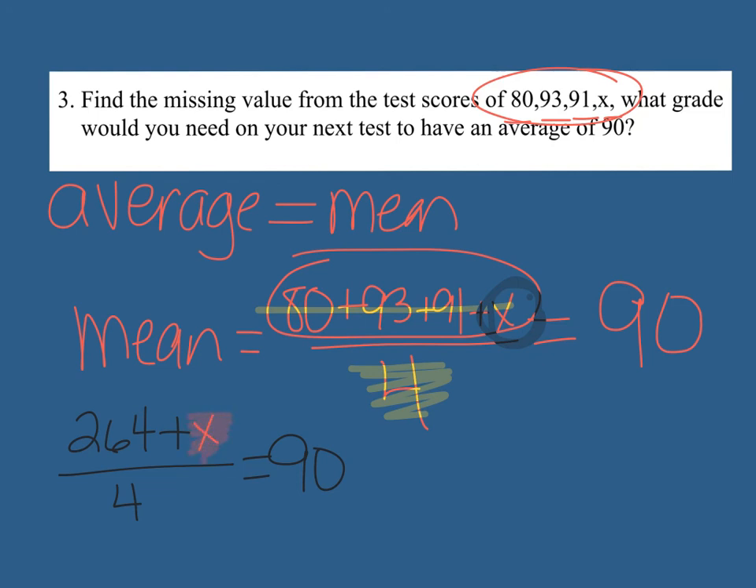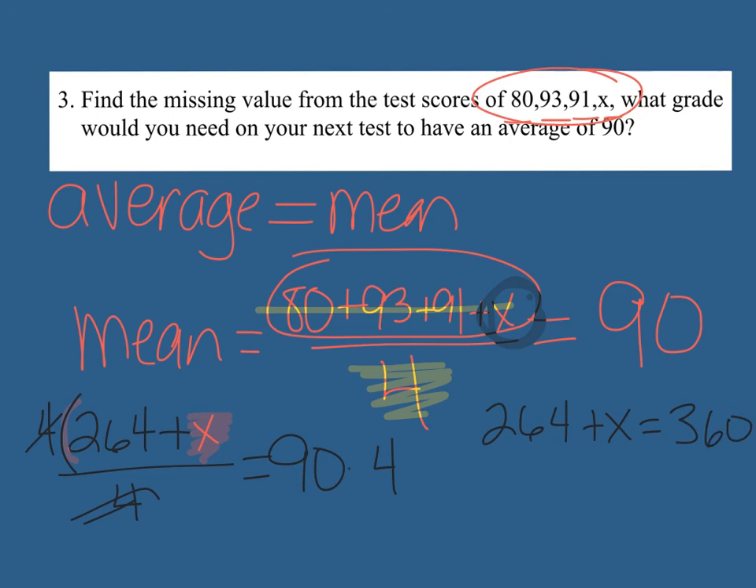So we're still solving for the x. I need to isolate it. So we have to get rid of the 4. So we're going to get rid of the 4 by multiplying. Those are going to cancel. Now if you multiply one side by 4, you need to multiply the other side by 4. So now we're left with 264 plus x equals, now those 4's cancel, 360.